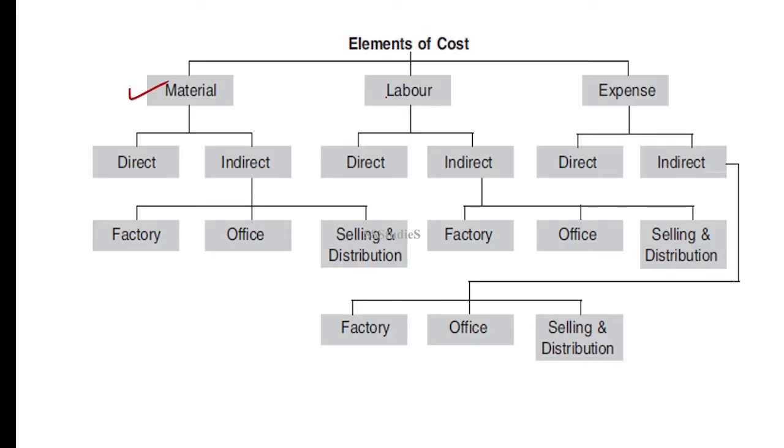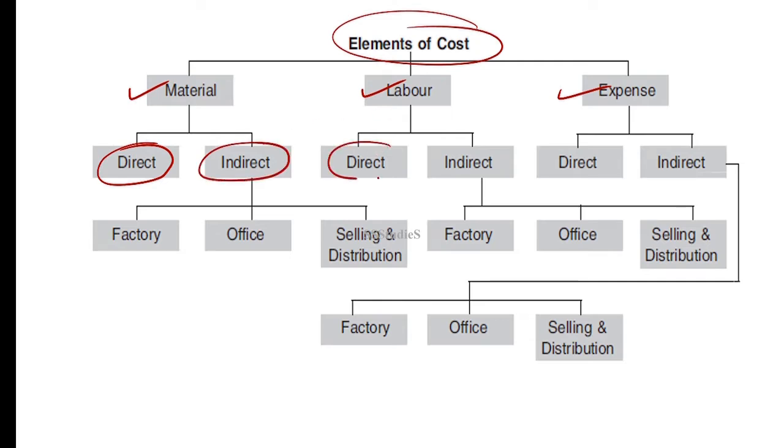In this video, we will discuss the format of cost sheet. But before that, let us quickly look into the elements of cost. Materials, labor and expenses form the elements of cost. Now, material can either be direct materials or indirect materials. Labor can be direct labor or indirect labor, and expenses can be direct expenses or indirect expenses.